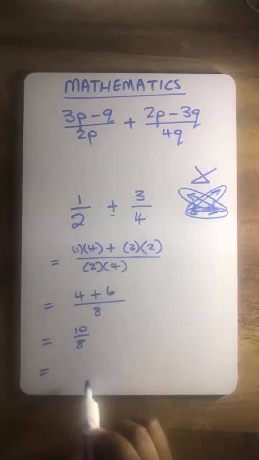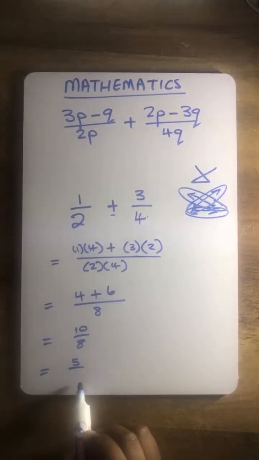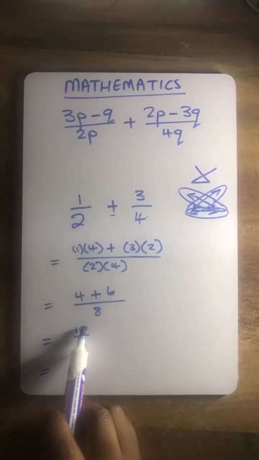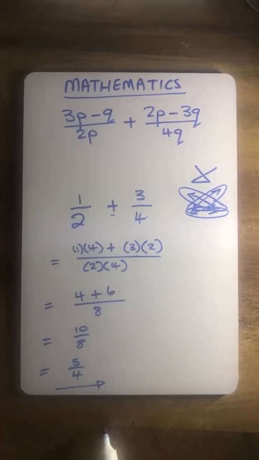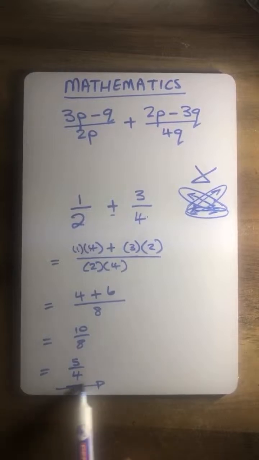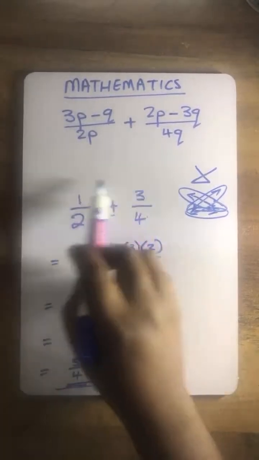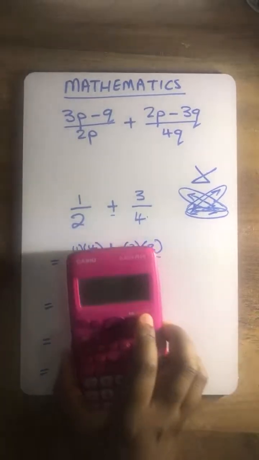If you simplify this, I think it ends up being 5 over 4? I think so, because 2 goes 5 times there, and 4 times there. Yes, that means this is the final answer. So let us try to check if this is correct, honorable members. How do you do that? Punch this on your calculator and check what final answer you get.